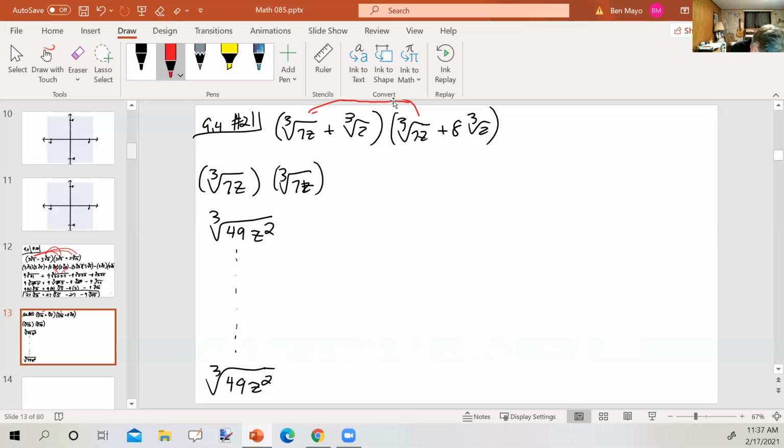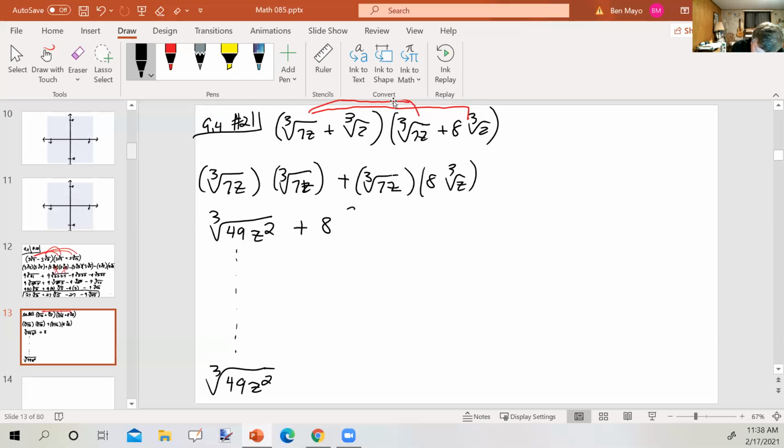Okay. Then we're going to take the first one times the last one. And we're going to get plus the cube root of 7z times 8 cube roots of z. Okay. And that's going to be plus 8 cube roots of 7z squared.